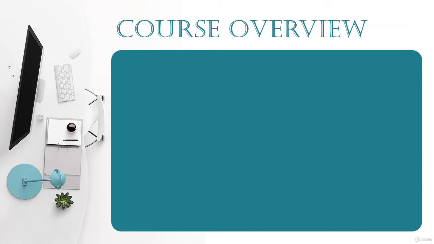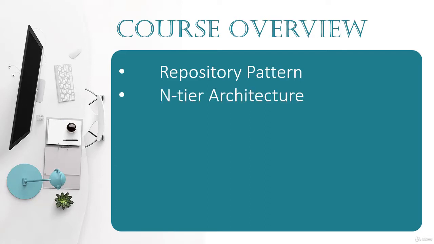What would be the topics that we'll cover in this course? First, we will start with one of the most professionally accepted patterns, which is the repository pattern, to design our database calls. Followed by N-Tier architecture, in which we'll be breaking our project into multiple class libraries and separating out the code. Then we will also see how we can make stored procedure calls within our Entity Framework Core using Dapper.